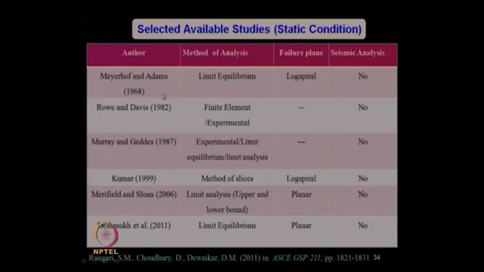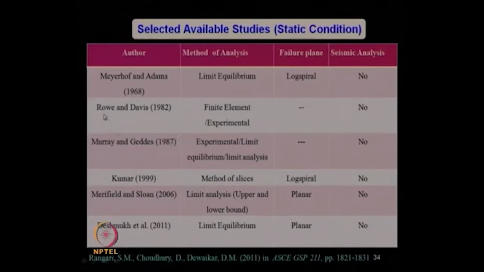horizontal shallow strip anchors. One of the pioneering works in this ground anchor area was done by Meyerhof and Adams in 1968 using the simple limit equilibrium method, and they considered the log spiral failure surface, but no seismic analysis was done. As I said, this is the static loading condition. So, in this column of seismic analysis, for all of them it is no, because I am referring to static loading cases.